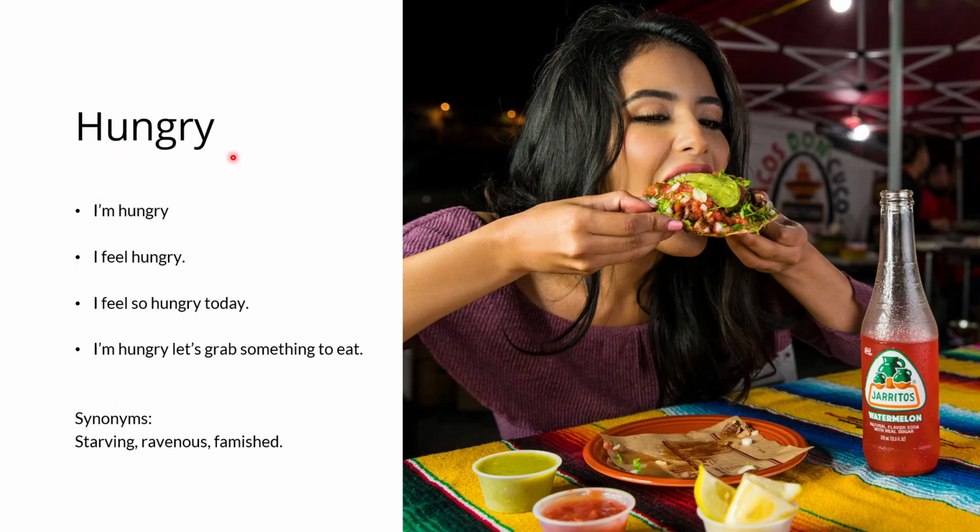Next we have hungry. Hungry is a state more than an emotion. So we're moving on to states now. So we could say, I'm hungry. I feel hungry. I feel so hungry today. I'm hungry, let's grab something to eat. So when we're hungry, often we follow that up with an action because we want to get something to eat if we're hungry. Well, we tend to.